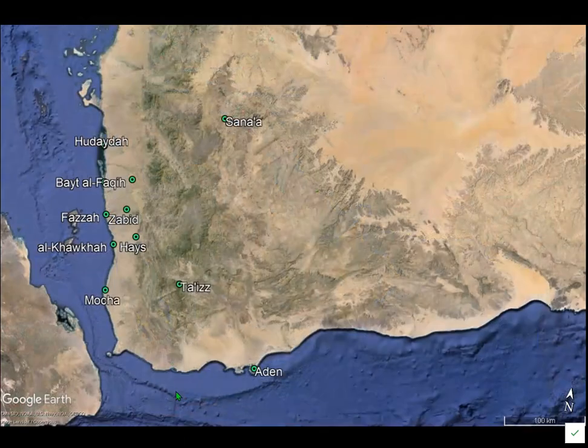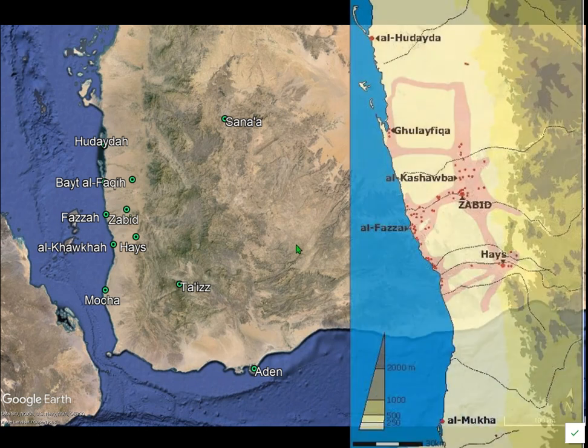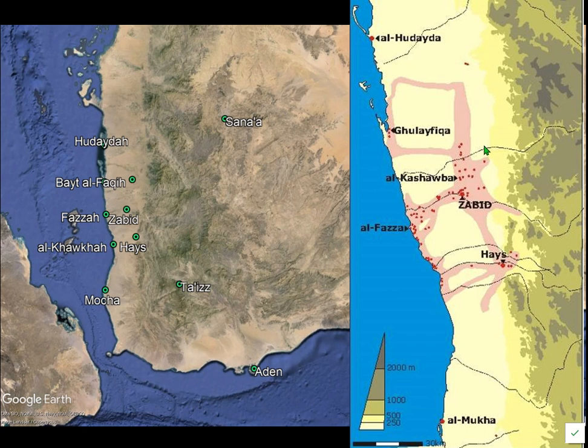So here's a close-up of the field area. This is the current capital of Sana'a. Aden was also a capital when it was divided into two. Taiz was also a capital at times in the past, and another capital was Zabid, a major city in the medieval period.